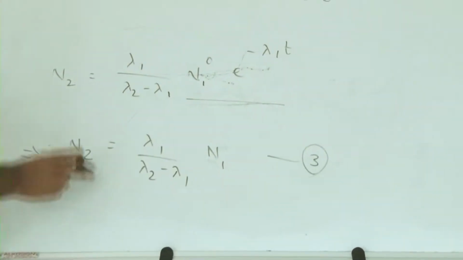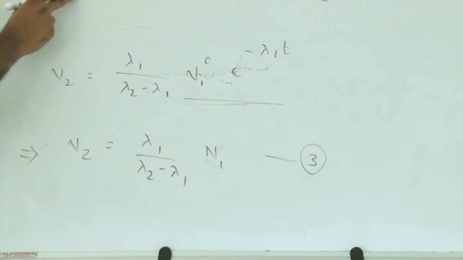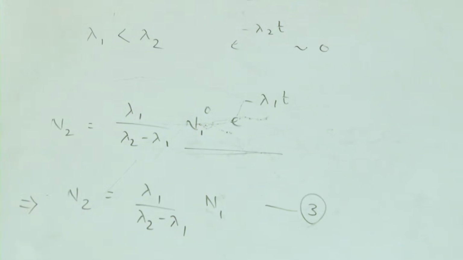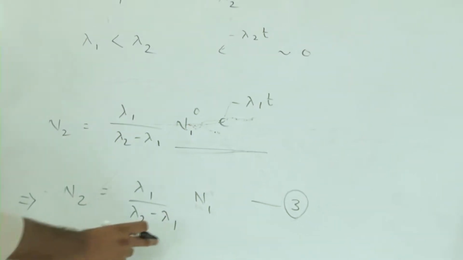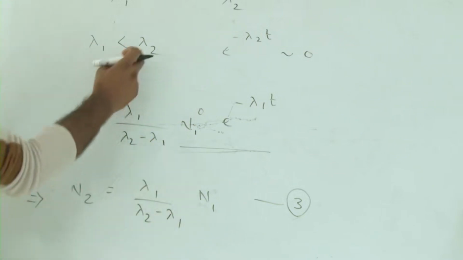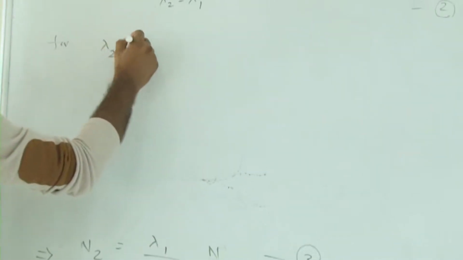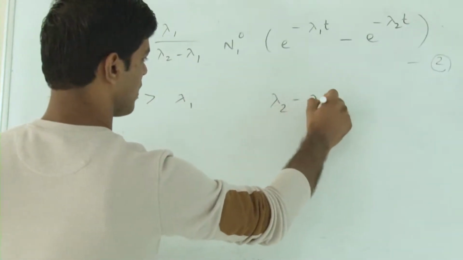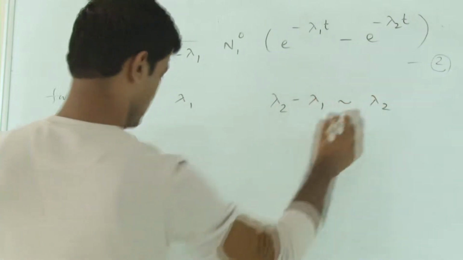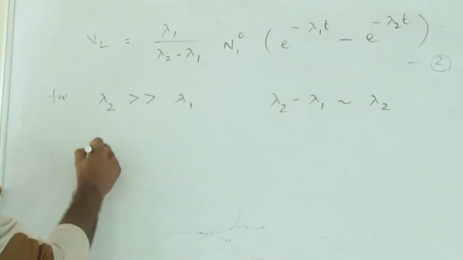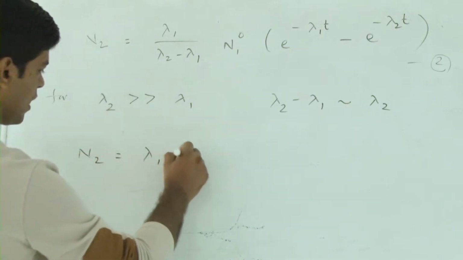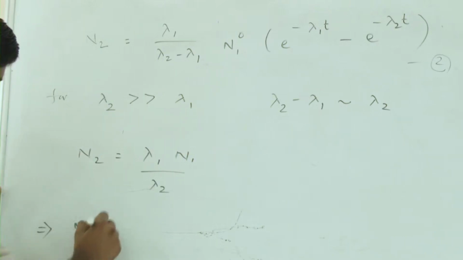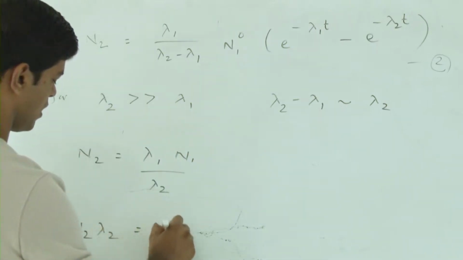This expression holds good only if your decay constant for the parent is lower. That means the parent half life is much higher. In that case, lambda 2 being very much higher than lambda 1, you can approximate lambda 2 minus lambda 1 to be equal to lambda 2. So, if you use this here, N2 becomes lambda 1 N1 divided by lambda 2, that is, N2 lambda 2 is equal to N1 lambda 1.